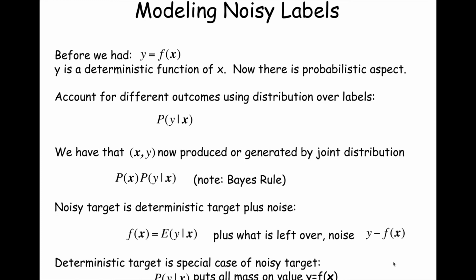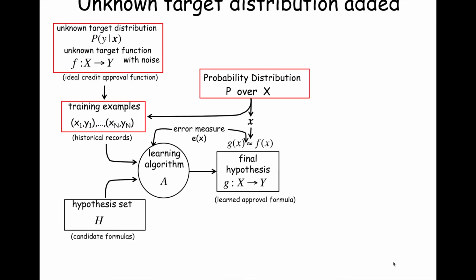Make sense? All right, so let's look at the augmented diagram. And what changes here is this upper box. We no longer have just the target function. We have an unknown target distribution, and that unknown target distribution drives that target function, right? This unknown target distribution gives you an alternative on labels, so adds noise to the labels. And once you select a noisy label, the target function then assigns that label to that particular feature vector.